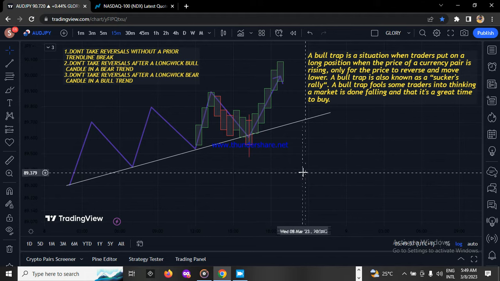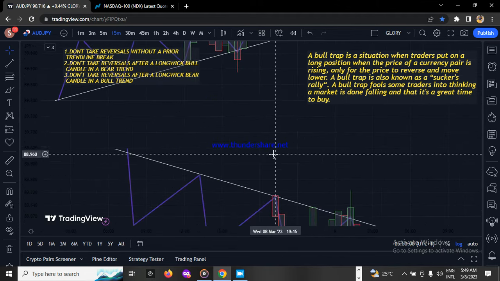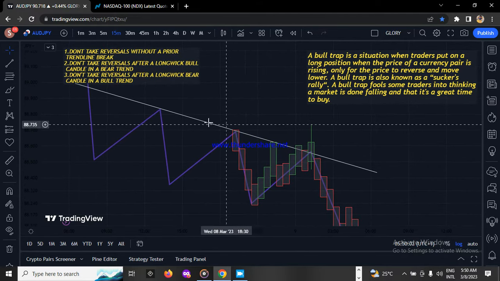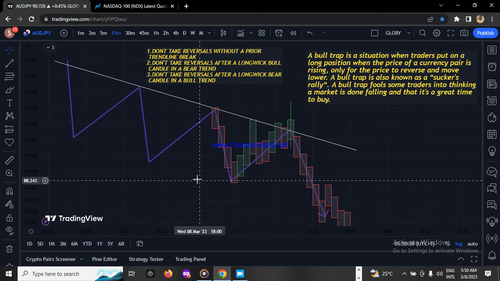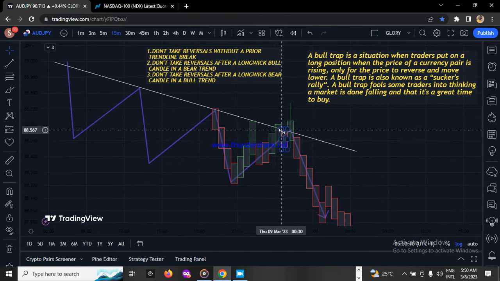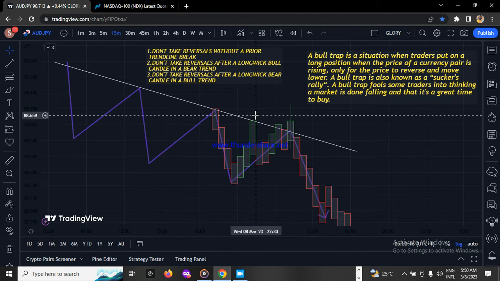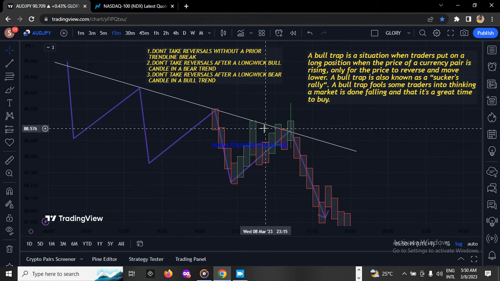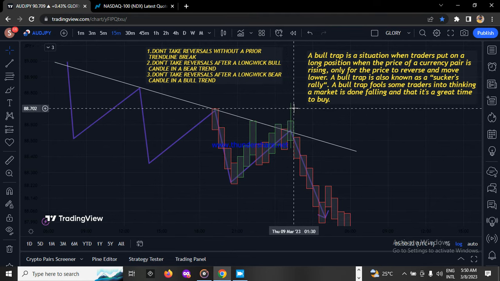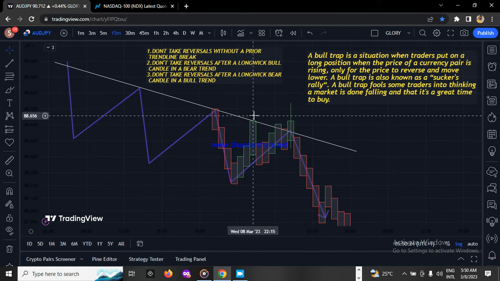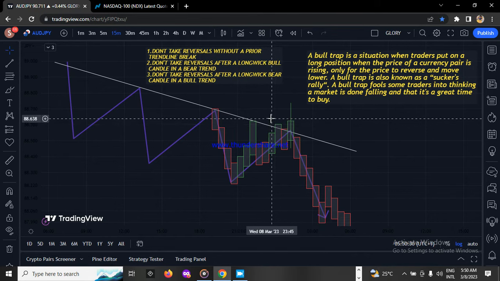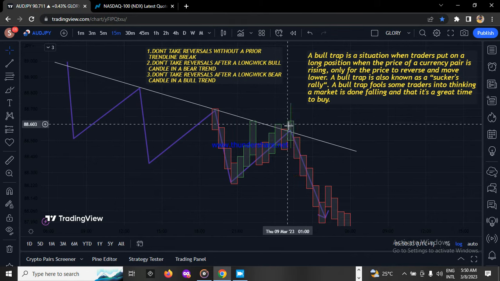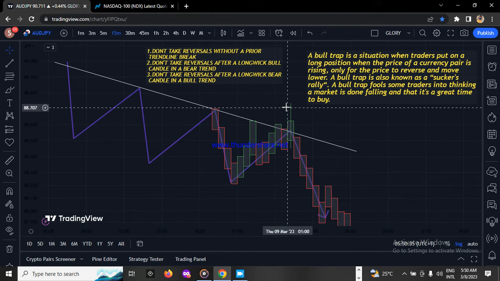So the same is applicable in a bear trend. As you can see, there was no prior trend line break. So for any reason, you don't have to take this trade because there was no trend line break that happened before all these long wick candles.